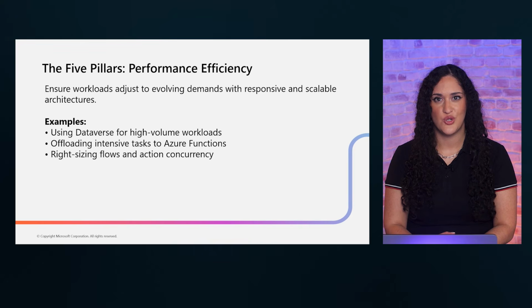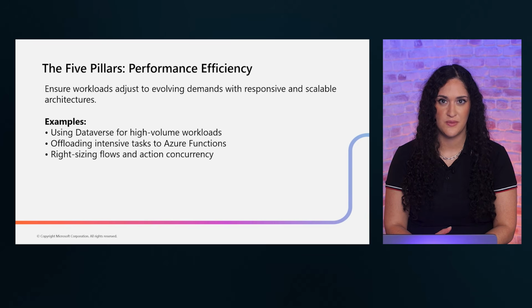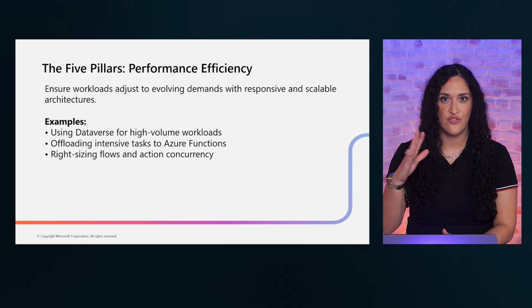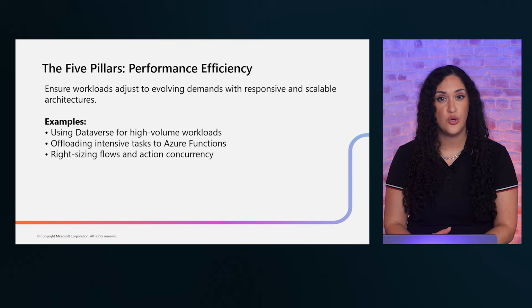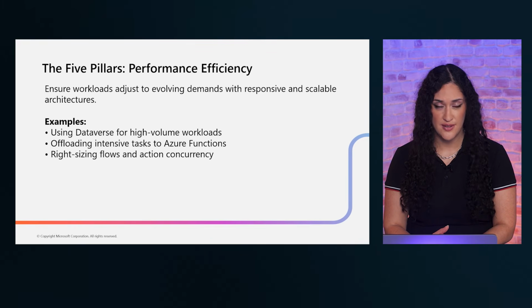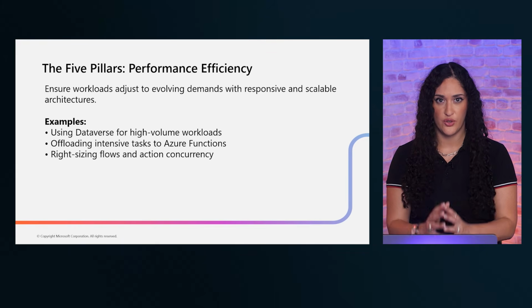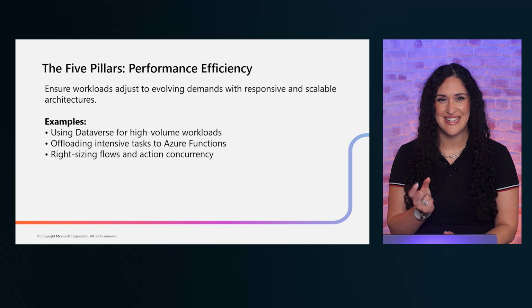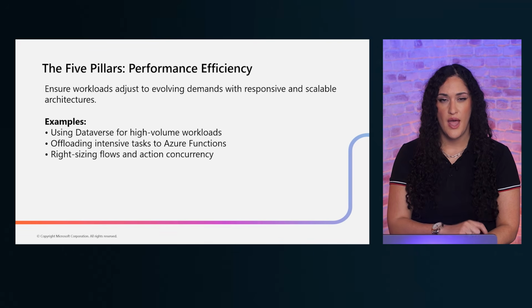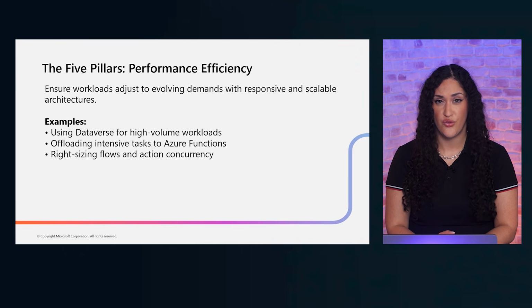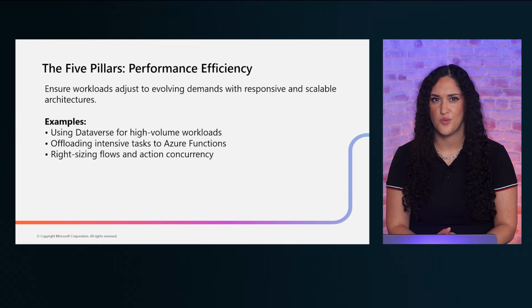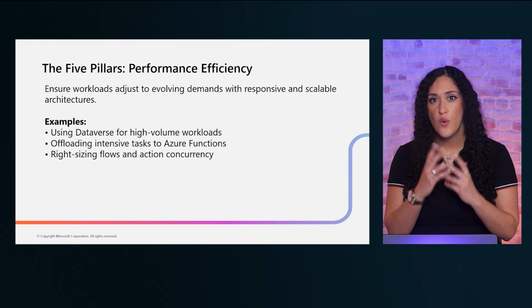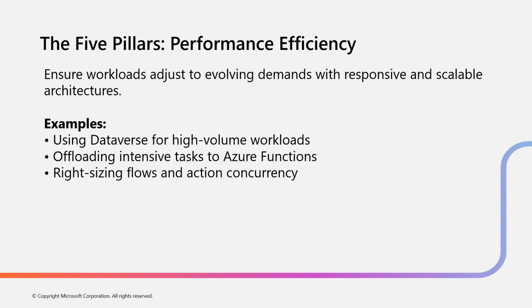The performance efficiency pillar ensures your solution adjusts to demands with scalable architectures. Leverage Dataverse for high-volume data access, offload compute-intensive processing to Azure Functions, and right-size your Power Automate flows. The best practice here is to set clear performance budgets and test under realistic load. A brilliant AI feature that takes 30 seconds to respond frustrates users more than a simple feature that responds instantly. Always optimize for the user experience.